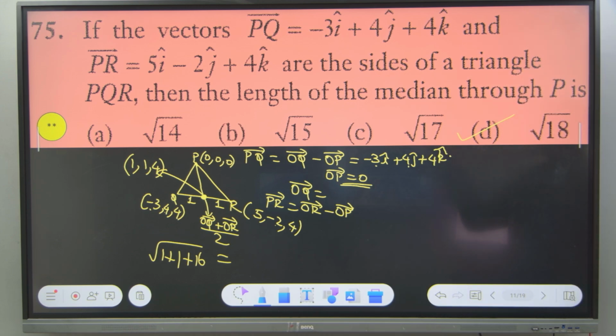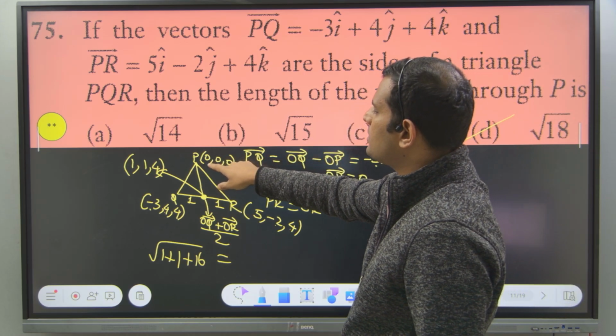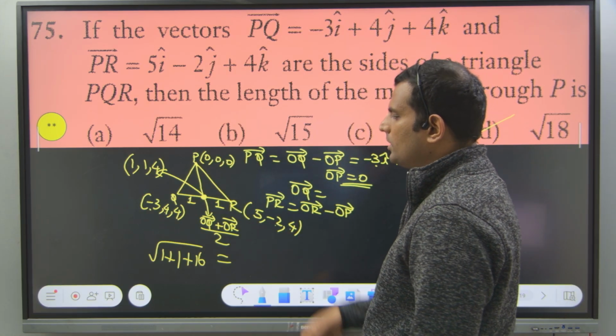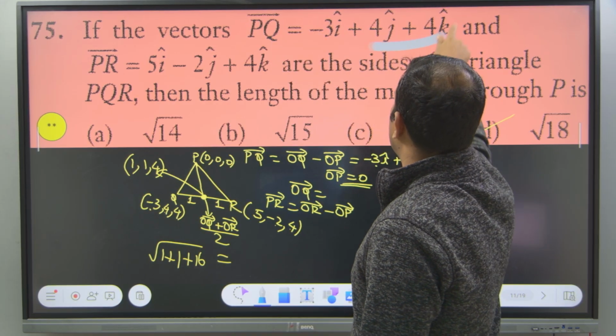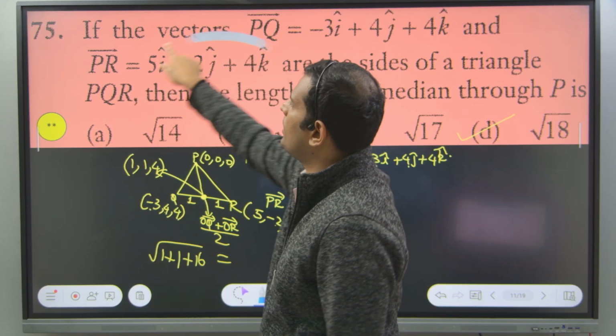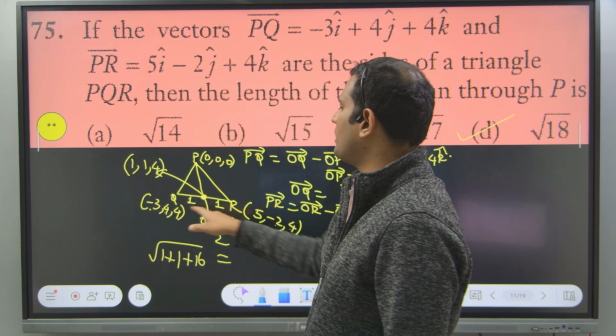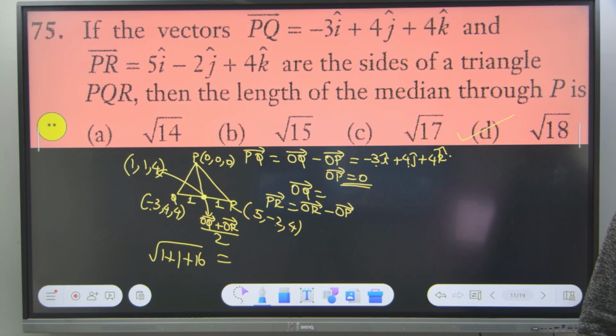So what is the learning? When they ask length of median, what should you assume vertex P as? Origin. Then Q will be this coordinate and R will be this coordinate, and if you take the midpoint of the two, you get the median. Okay. Got it, children?